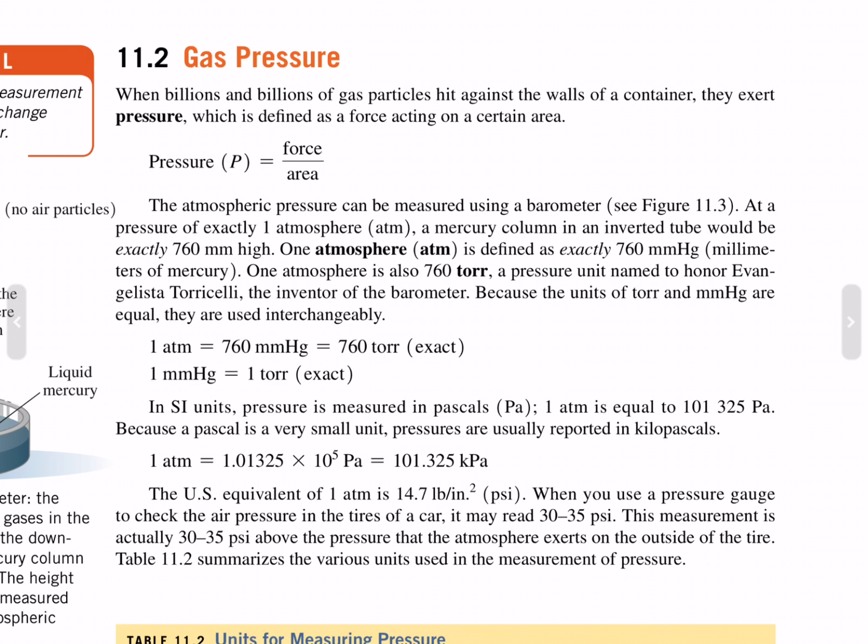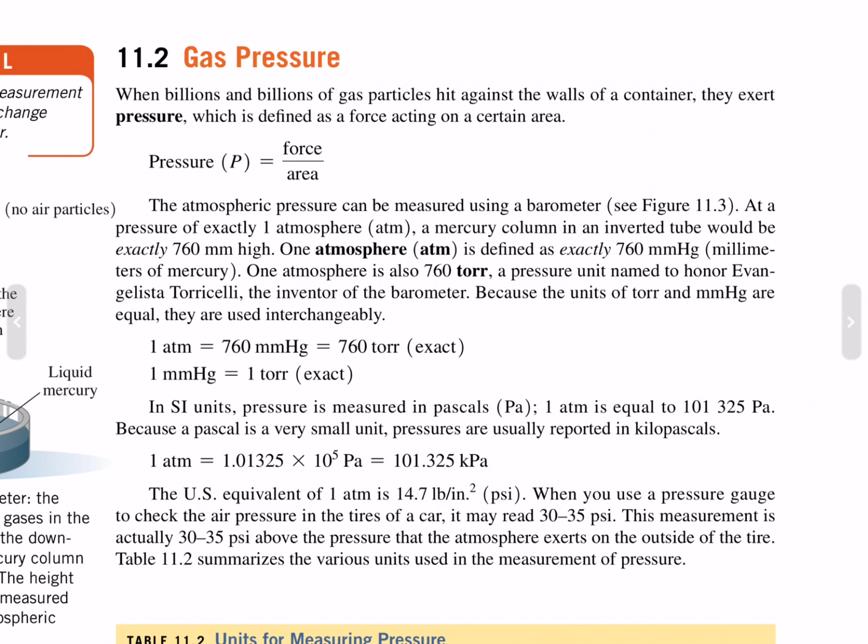At a pressure of exactly 1 atmosphere, a mercury column in an inverted tube would be exactly 760 millimeters high. 1 atmosphere is defined as exactly 760 millimeters of mercury. 1 atmosphere is also 760 torr, a pressure unit named to honor Evangelista Torricelli, the inventor of the barometer. Because the units of torr and millimeters of mercury are equal, they're used interchangeably. 1 atmosphere equals 760 millimeters of mercury equals 760 torr. 1 millimeter of mercury equals 1 torr.